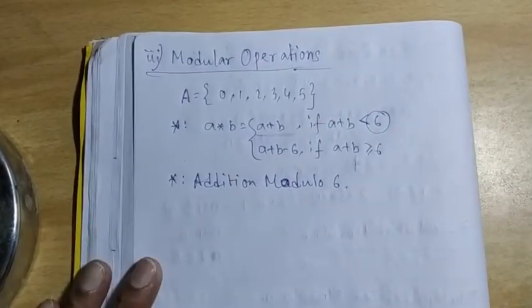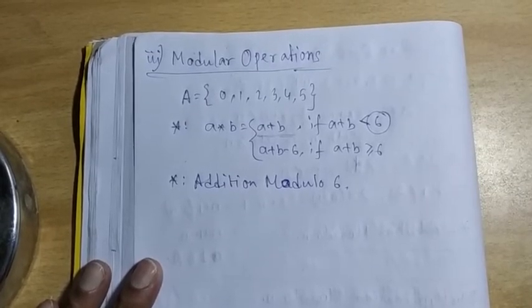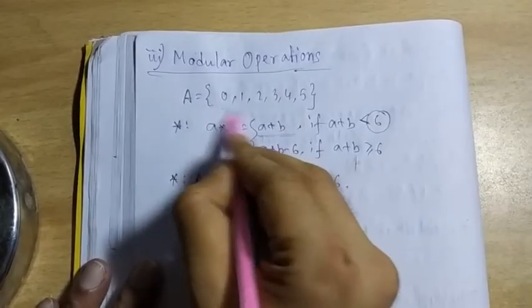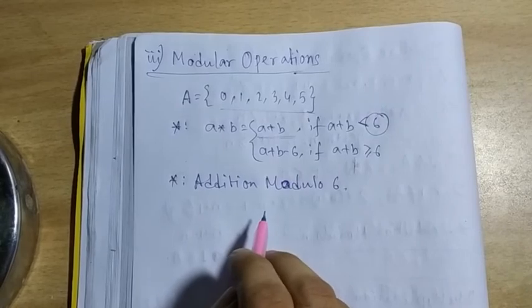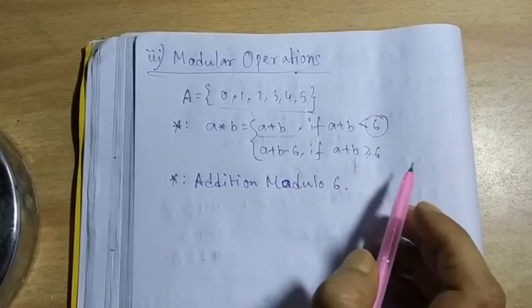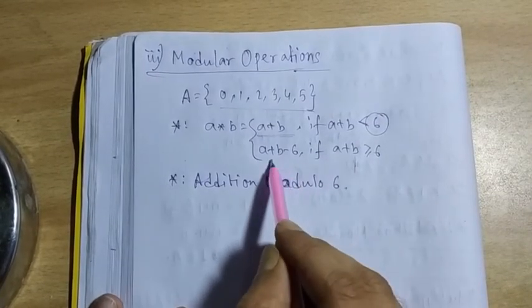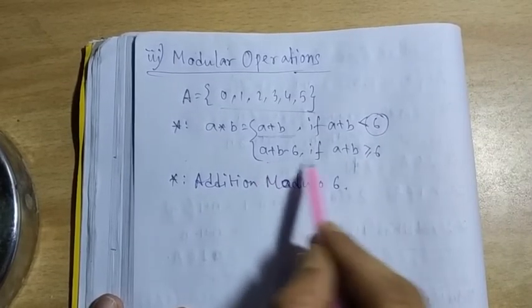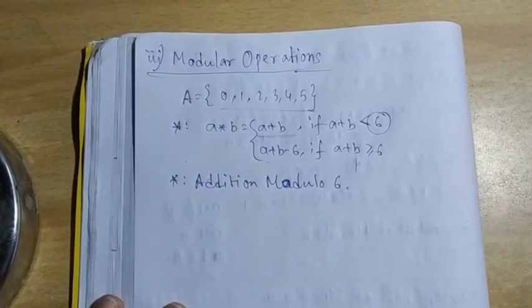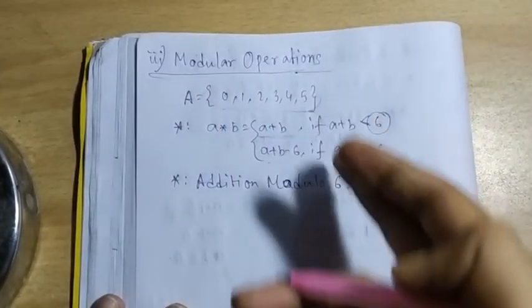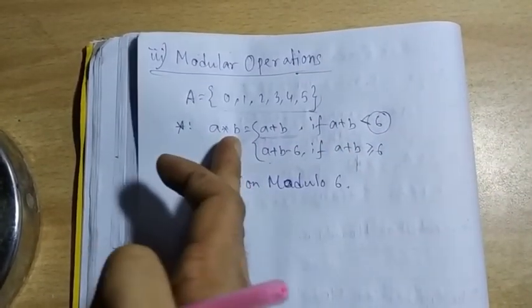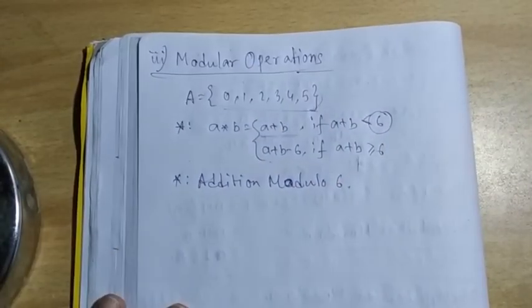Okay, see, it will be a binary operation because whenever you are taking a and b so that a plus b is less than 6, it will be in the set A, and also if a and b are so that a plus b is greater than or equal to 6, then the operation is saying that we have to subtract 6 from that, so it will be again less than 6 and it will be in the set A. So in both the cases the result a star b will be belonging to A. That's why it is a binary operation.